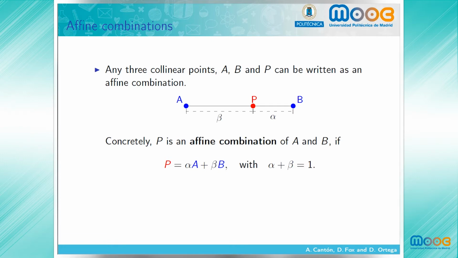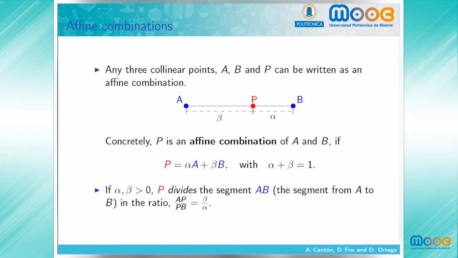For example, P is an affine combination of the points A and B if P can be written as alpha times A plus beta times B, with alpha plus beta equals 1. When alpha and beta are positive, then the point P is said to be a barycentric combination of the points A and B. In affine combinations, the coefficients alpha or beta need not be positive.